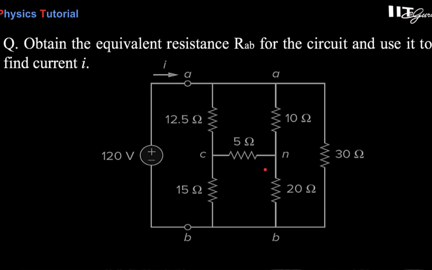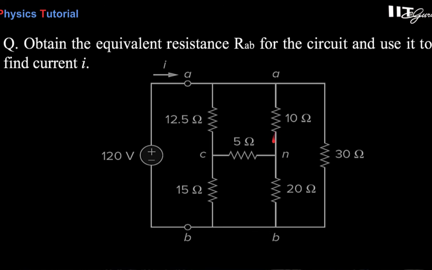Now let's do one more problem over here. Obtain the equivalent resistance RAB for the circuit and use it to find the current I. First of all, you have to recognize how many star networks and how many delta networks there are. You can also say Y networks. So how many Y networks are there?